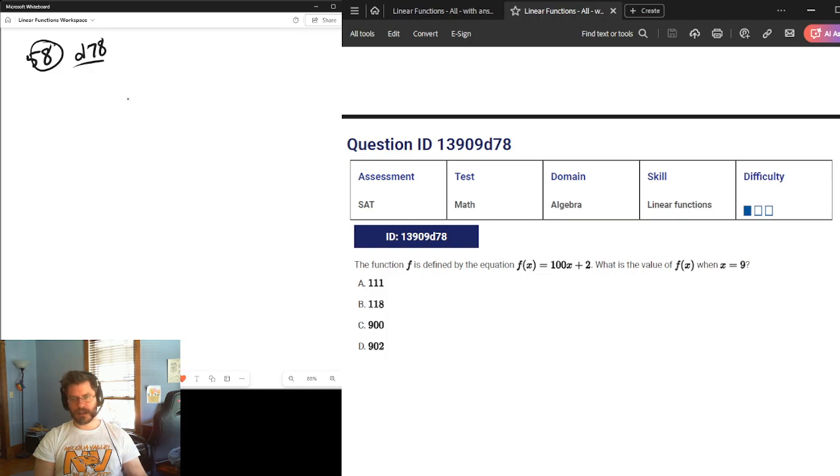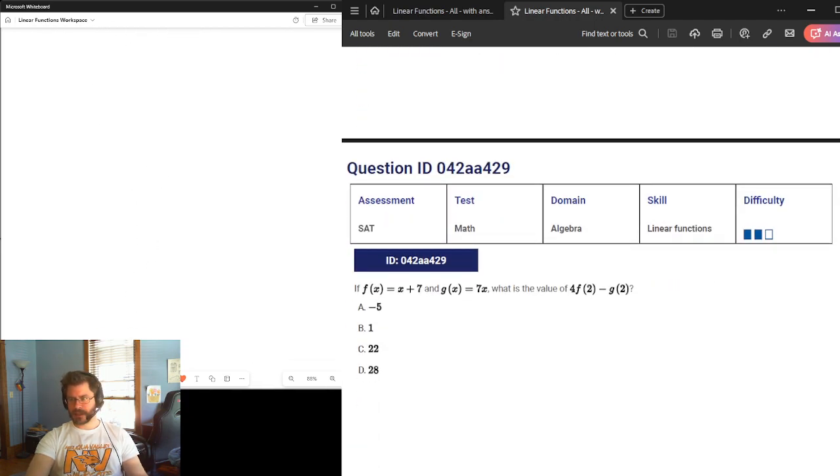So y equals 100x, where x is 9, plus 2. That's 900 plus 2, 902. D. Don't overthink these things. They say x is a number, just plug that bad boy in.